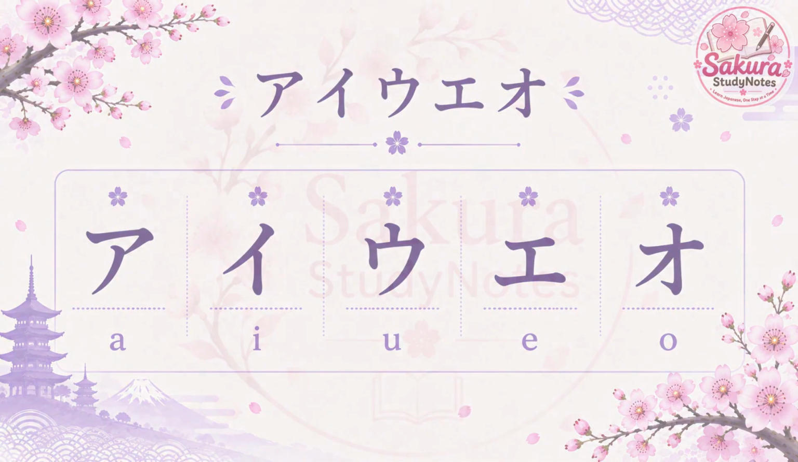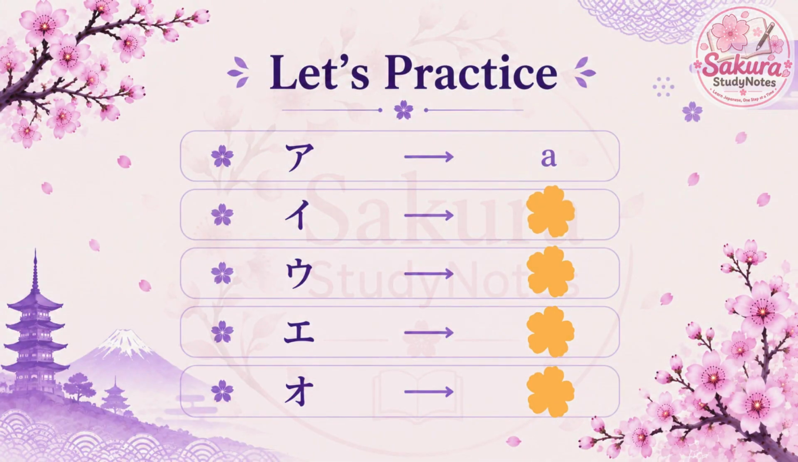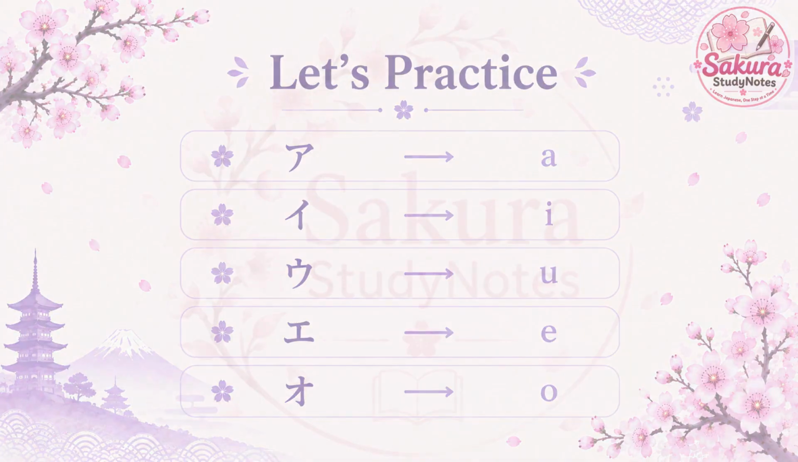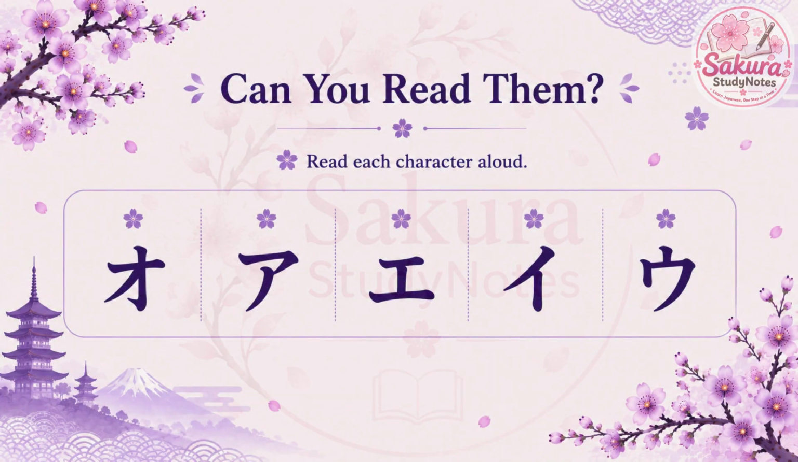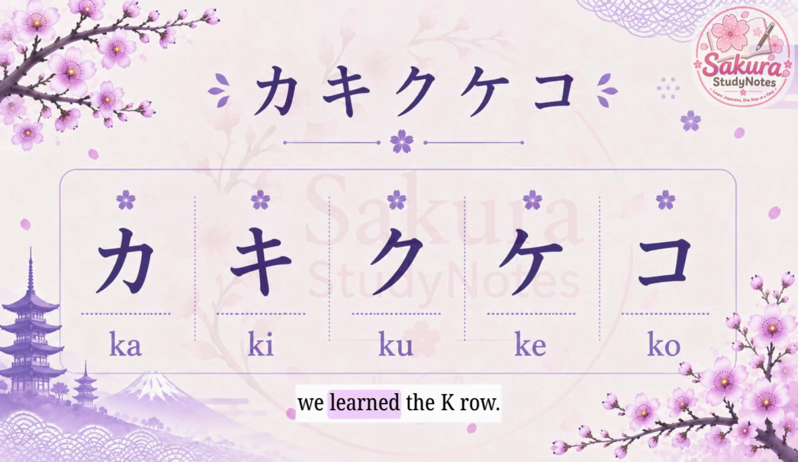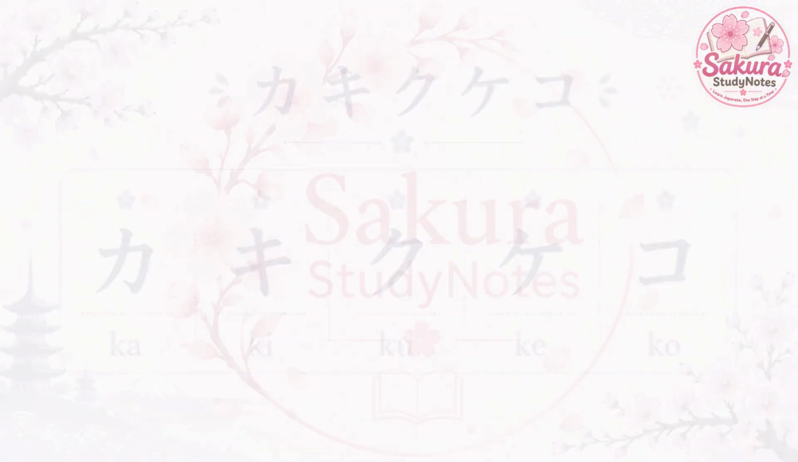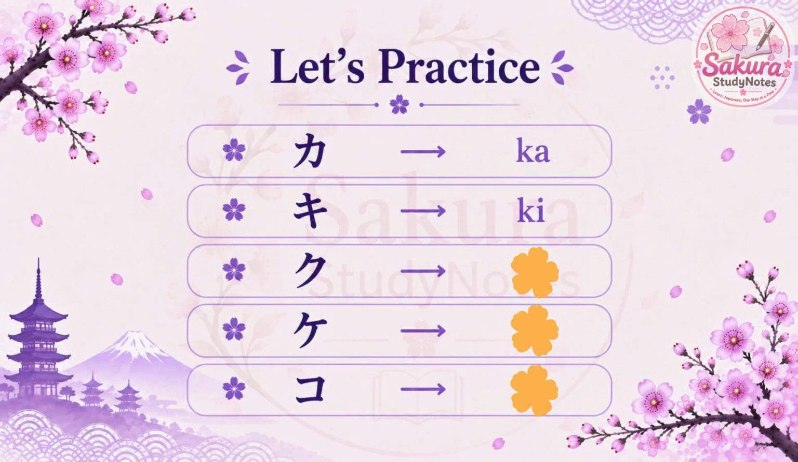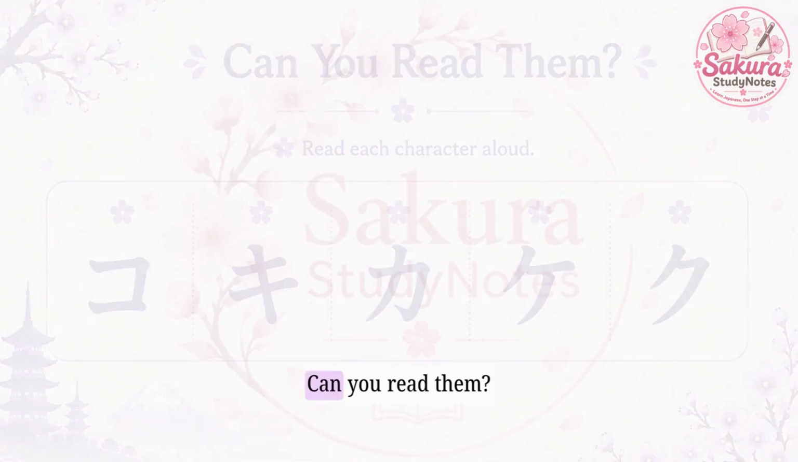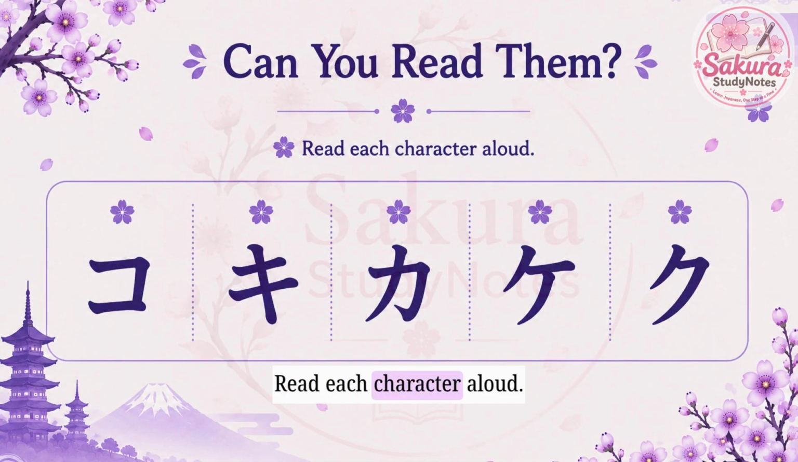Let's practice to read. A, I, U, E, O. Let's read the 5 basic vowels. Can you read them? Next, we learned the K row. Let's practice to read. Ka, Ki, Ku, Ke, Ko. Can you read them? Read each character aloud.